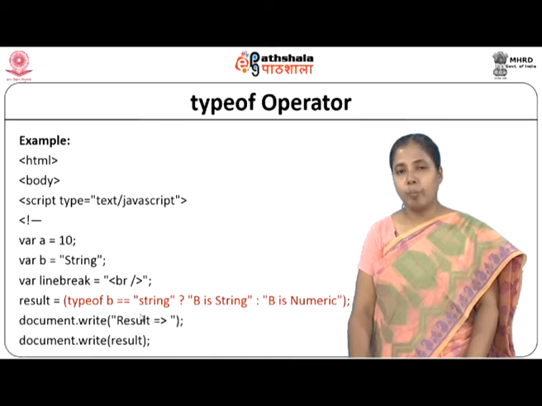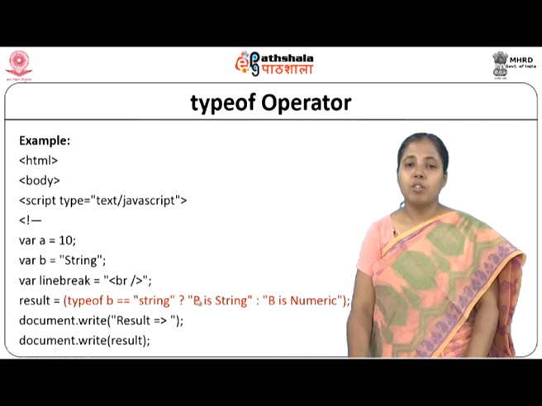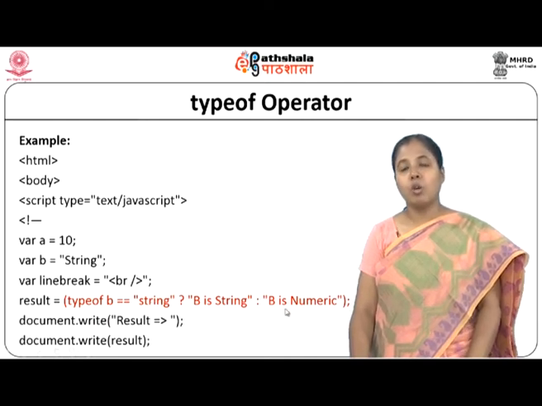Now, the typeof operator returns the data type of the operand. It is a unary operator which takes a single operand. Here we are checking the type of B. B is a variable which holds a string value. So, we are checking whether the type of this variable is a string, then B is a string, or else we print that B is numeric.